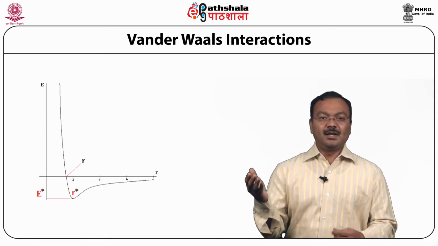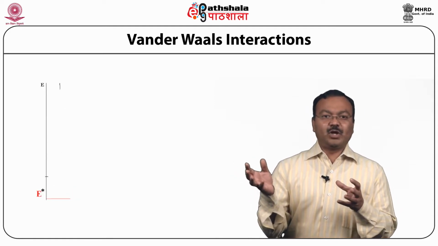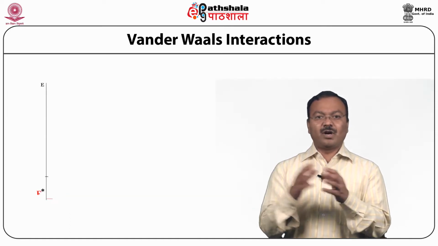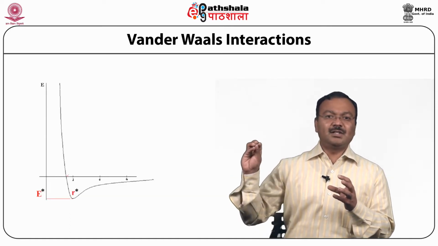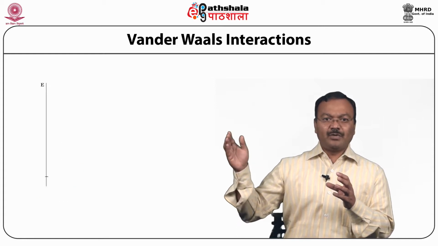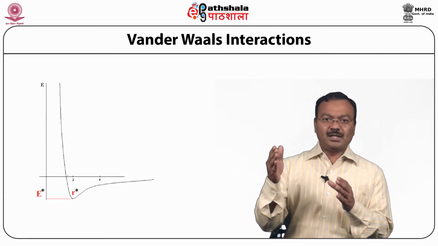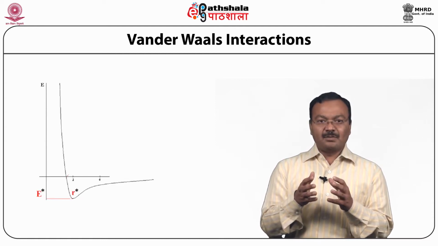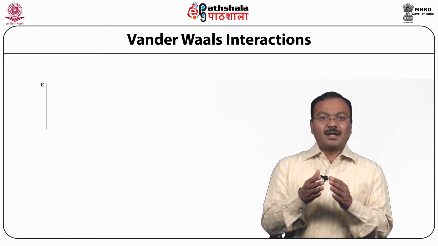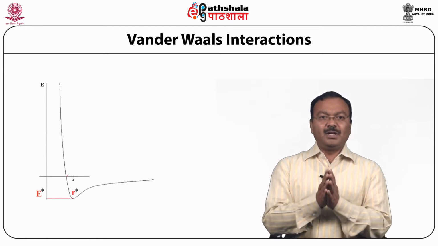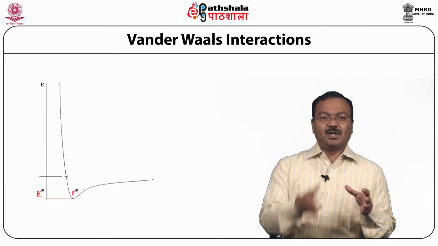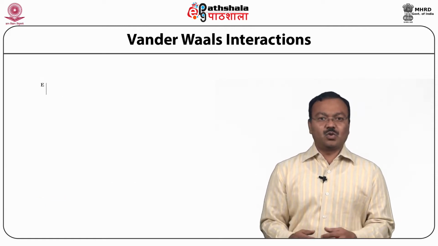Here you can see this in the energy potential plot. When the two atoms are far apart, there is a small attractive force, but when they come closer, the attractive force increases and reaches the energy minimum. And if the atoms come much closer, suddenly the repulsive force becomes dominant, and then they repel, and that becomes dominant when the atoms are too close.